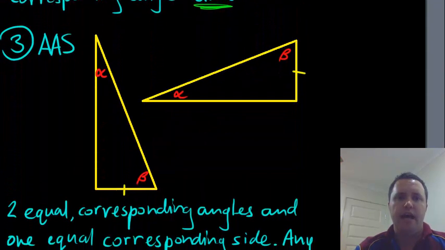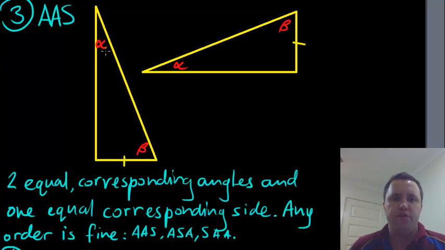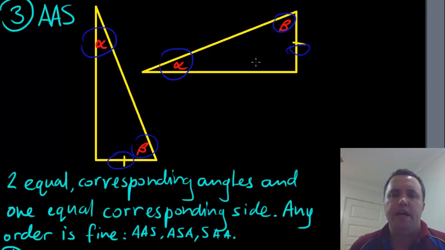is AAS. So here I've got two equal corresponding angles. So I've moved to alphas and stuff. So we have alpha angle here, and this angle alpha, and this angle beta, and this angle beta. So if they have two equal corresponding angles and one equal corresponding side, any order is fine. So they've got these corresponding angles, this corresponding side here, and it means that they are congruent. So this is our rule number 3, AAS.